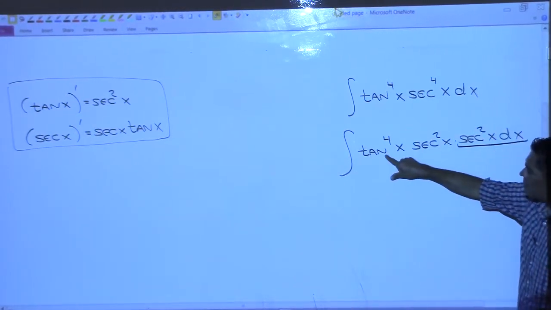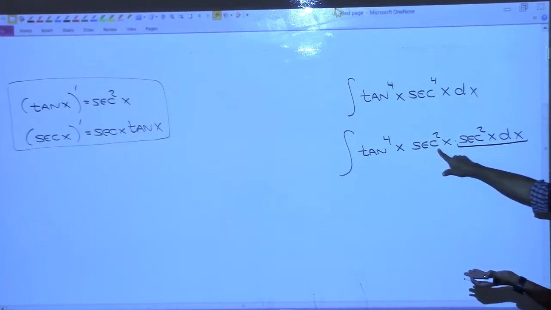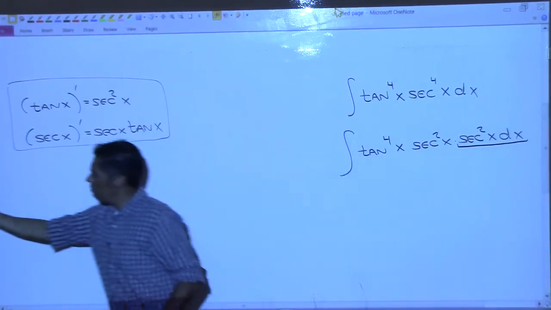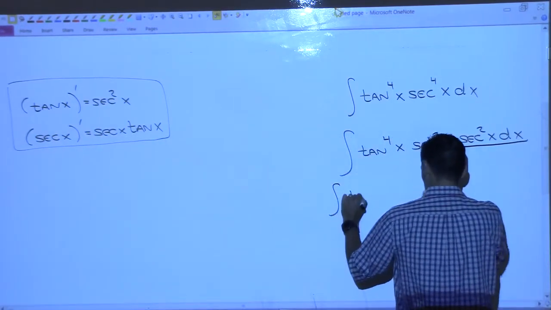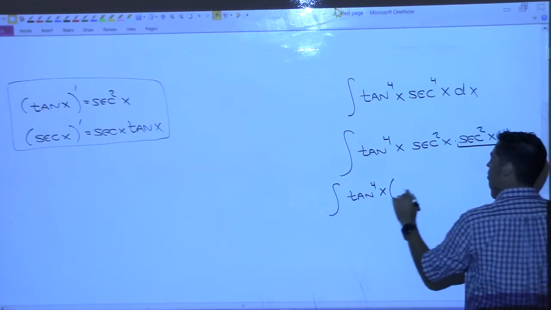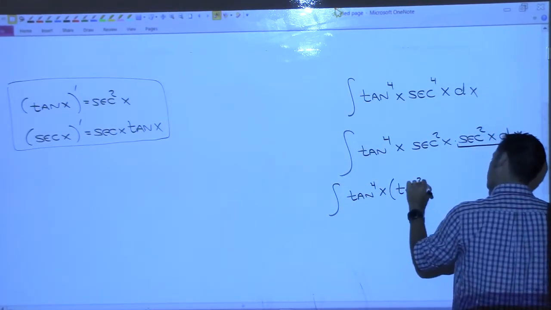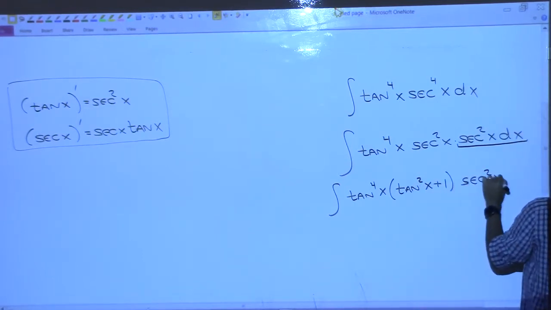So this already has tangent. How can I rewrite secant squared x using tangent? Yeah, just right here. This is it. So I can rewrite this as tangent to the fourth x times secant squared x, which is tangent squared x plus 1, and then secant squared x dx.